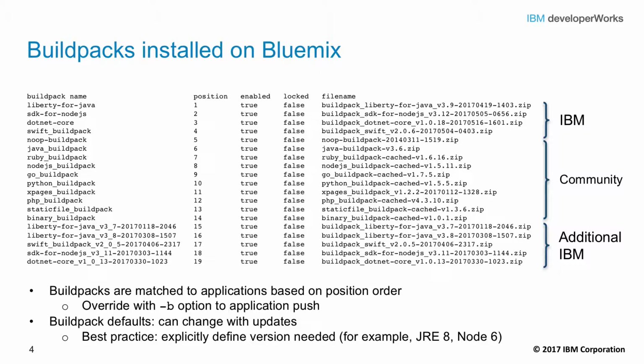Buildpacks cache dependencies. Typically, a current level and 2 prior levels are available. If an application requests a runtime version that is not available in the buildpack, the deployment will fail. Buildpacks also have default runtimes, and if a runtime default changes, this may affect your application. So it is a best practice to specify the desired runtime version along with the other application dependencies.